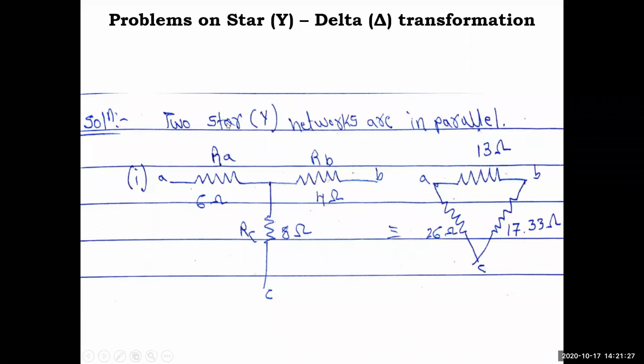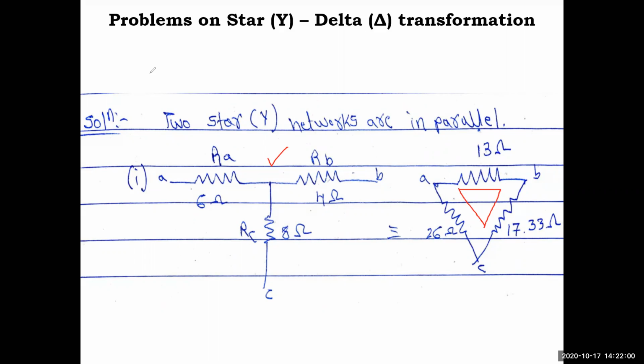No issues. Two star Y networks are in parallel. First we identified the network. The first network, I have separated it for solving and named it ABC, with RA, RB and RC being 6 ohm, 4 ohm and 8 ohm. This is the upper one I have considered first. If you form the delta, I have computed the delta values in the next slide. First you just draw the network, and we'll see how you got these answers.